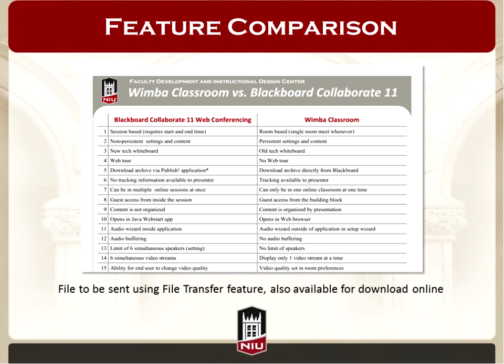And you can simply click yes, and then depending on what operating system you're using, it'll either automatically save into your downloads folder or may prompt you to select a location on your computer to save it. So if you'd like this nice printed version of the comparison between Wimba Classroom and Blackboard Collaborate 11, you can save that file. If not, you can click no, and there's the ability to download it. I'll show you where you can download it online later.